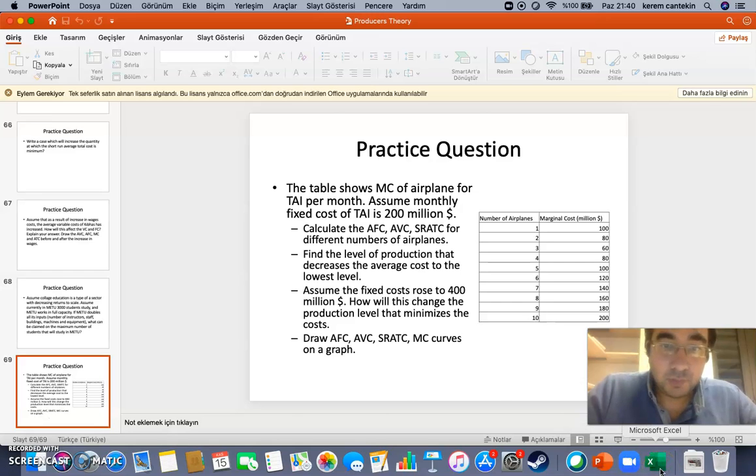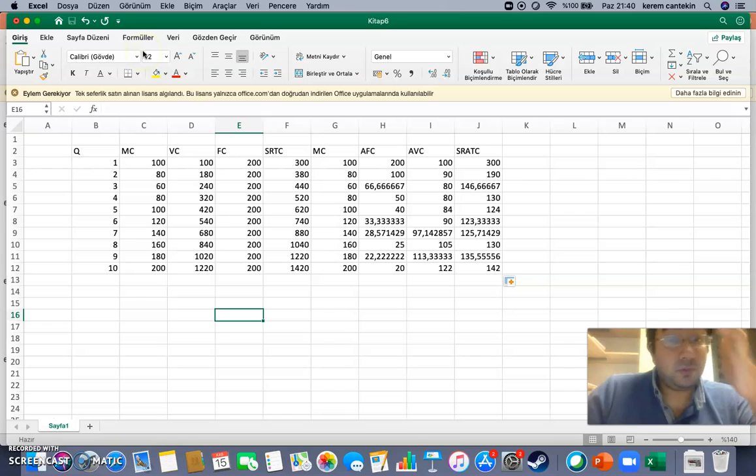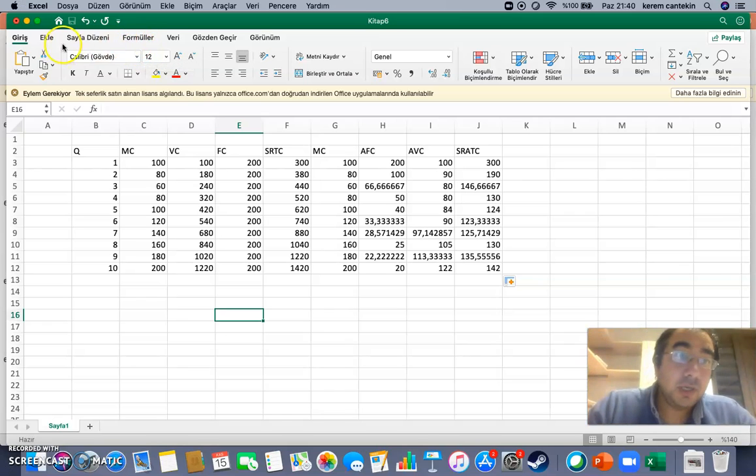Well, the cost minimizing point, by the way, is the point where I produce 6 units. That's the lowest short run average total cost, basically. I'm interested in the total cost, not the variable cost, of course. I mean all costs matter to me.